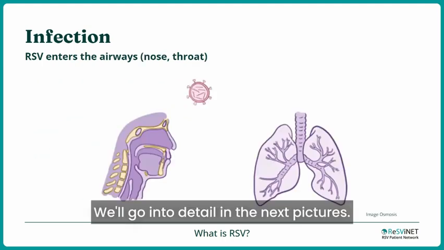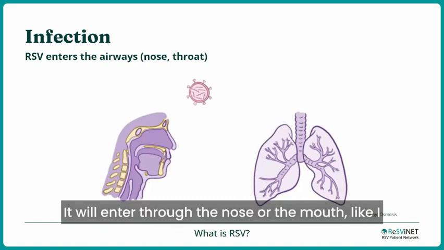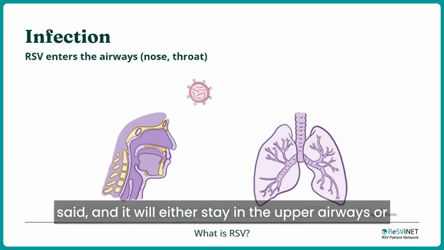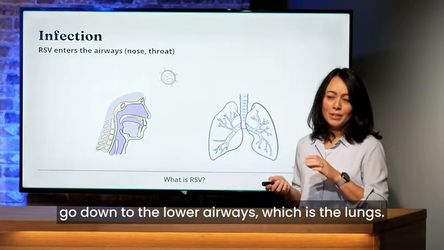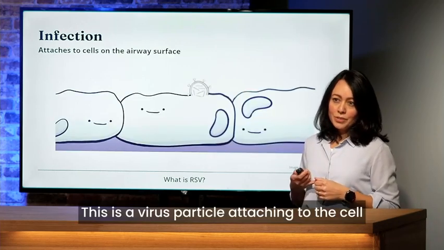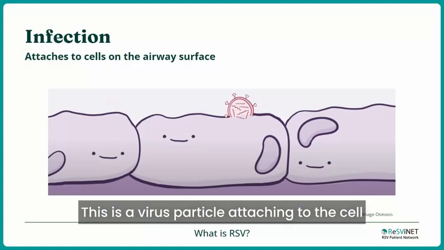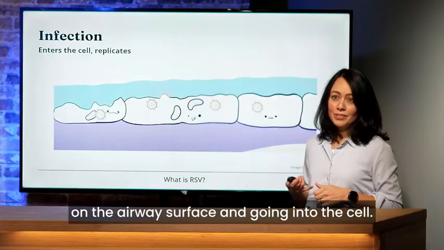We'll go into detail in the next picture. So first of all, you see the virus particle. It will enter through the nose or the mouth, like I said, and it will either stay in the upper airways or go down to the lower airways, which is the lungs. So this is a virus particle attaching to the cell on the airway surface and going into the cell.